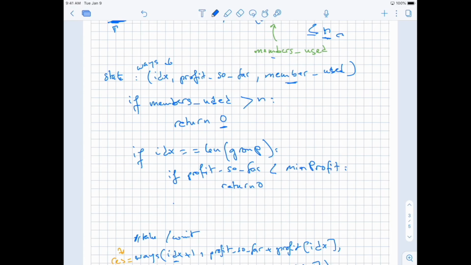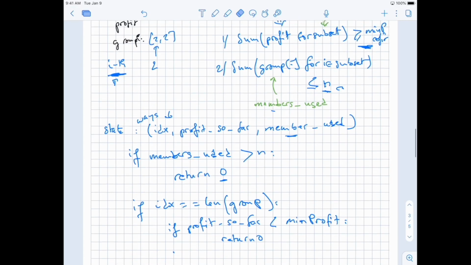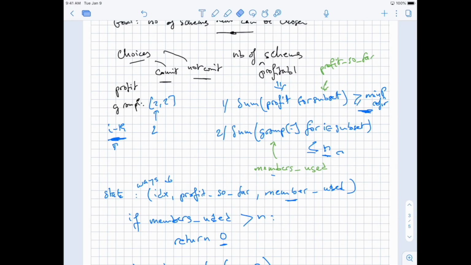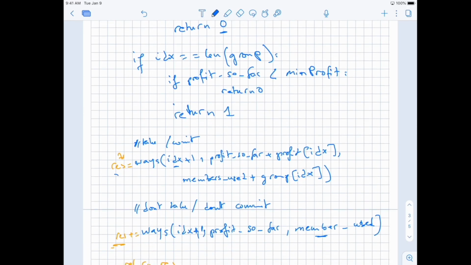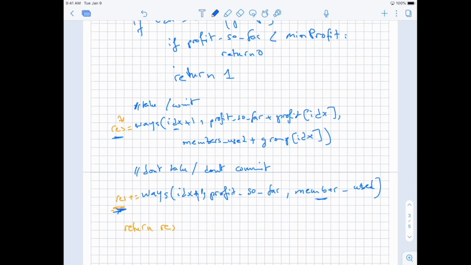Okay? Now the other remaining case means that the profit so far was bigger or equal to minimum profit, and the members used is smaller or equal to n. So both conditions are valid, which means we have a profitable scheme, so we should count it. Counting it just means returning 1, because then it will propagate to the result callers, and then we will add it up and return it. And that's pretty much it.